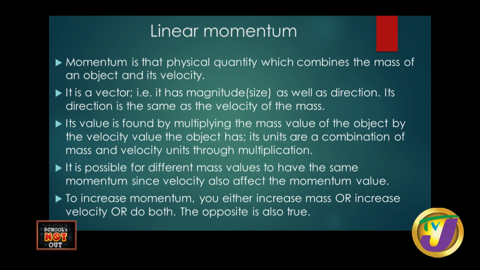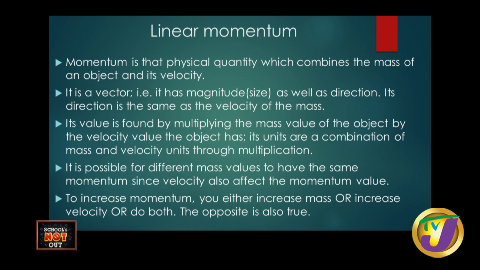The other thing is scalar, but we're not looking at that. It is a vector, it has magnitude, which is the size, as well as direction. So you have to consider both. Its direction is the same as the velocity of the mass. So whatever direction the velocity vector has, the momentum vector will have the same direction. Now, its value is found by multiplying the value of mass of the object by the velocity value of the object. Its units are a combination of the mass units and the velocity units, and they multiply.